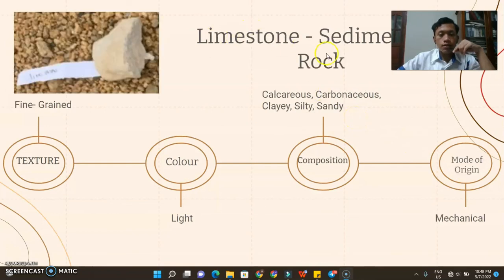Okay, then the limestone, this is a sedimentary rock. The texture is fine grain. It is light in color. The composition is calcareous, carbonaceous, clay, silty, and sandy. The mode of origin of the limestone is mechanical.